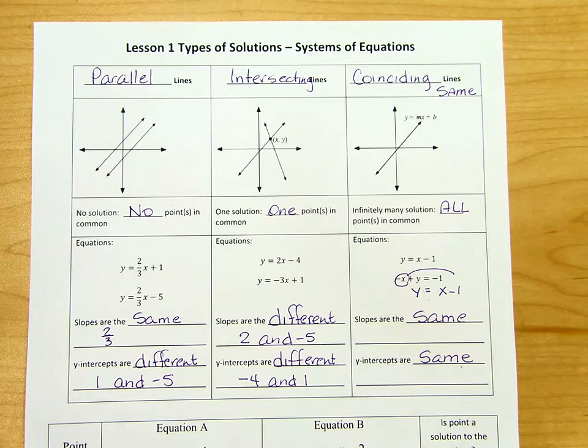Okay, this will be part 1 of lesson 1 of unit 6 on solving systems of equations. In this part 1, we are going to be dealing with types of solutions. So we have 3 types of solutions.